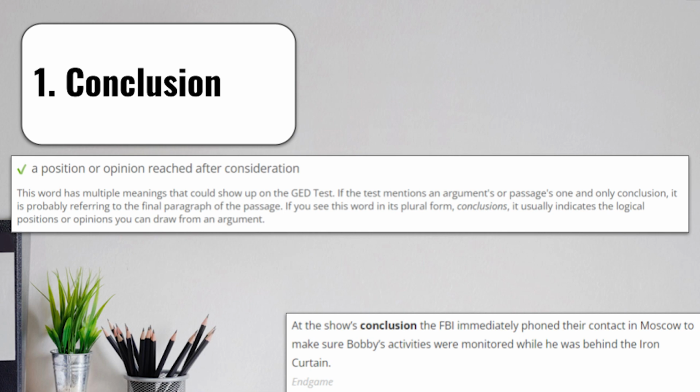So again, you might see a conclusion at the end of a passage that you're reading, or you may need to write a conclusion to finish off your essay. You can also draw conclusions, or come up with your own points or ideas from reading things and determining their meaning after some consideration, like our definition says.